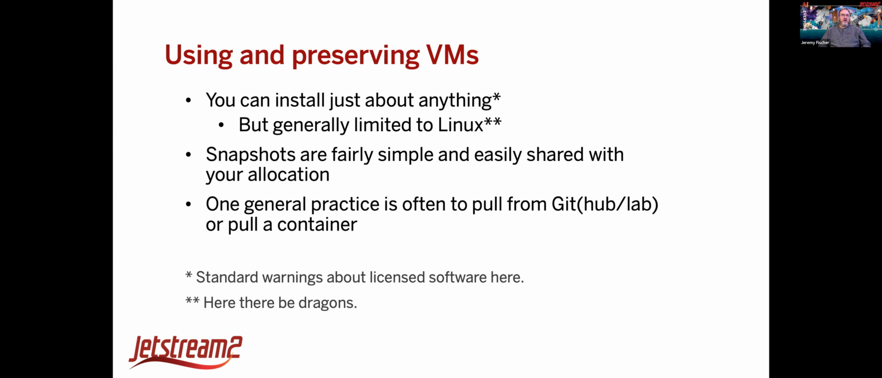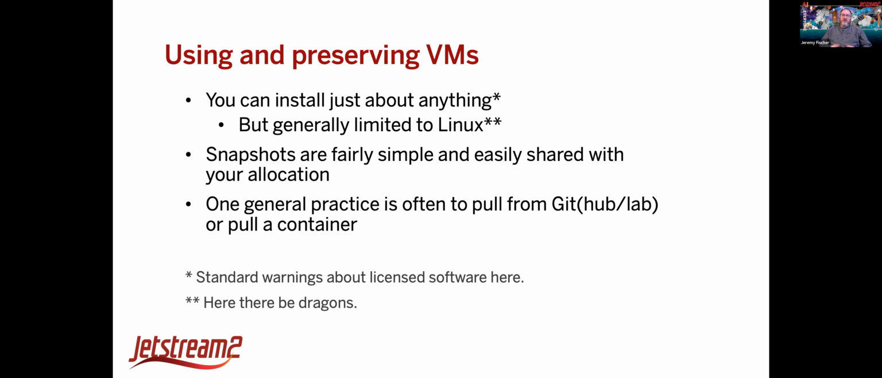If you have things that are sensitive, in terms of sensitive data, we do not allow ePHI on Jetstream 2. That's an XSEDE rule as well. But if you have things like papers or data sets that may not be ready for general consumption yet, snapshotting by default is limited to your allocation and is only shareable explicitly, either by you sharing it with somebody or asking us to make it public. So there's a little bit of safety there.